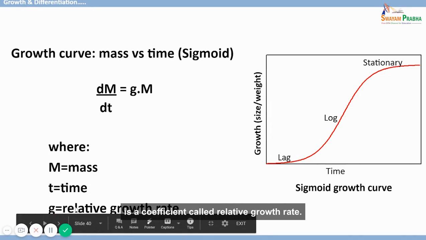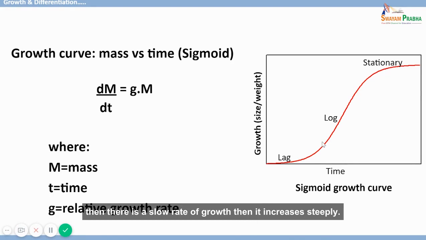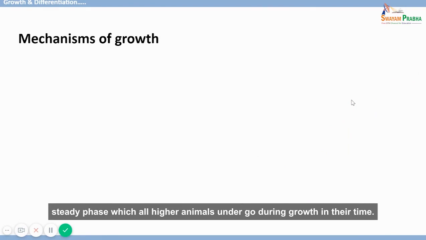So in the graph, we can see that initially the growth rises slowly. Then there is a slow rate of growth. Then it increases steeply. Then the rate of growth falls down. Ultimately, the growth reaches saturation. So this divides the curve into lag phase, exponential phase, senescence phase, and ultimately the steady phase, which all higher animals undergo during growth in their life.